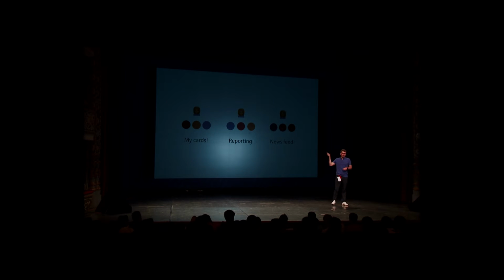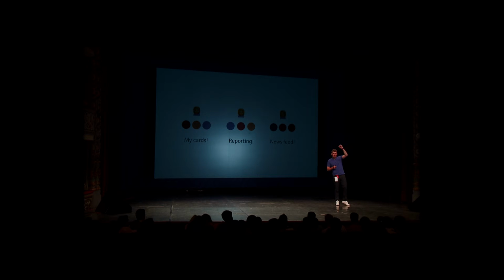So, we have these patterns, right? These are just 3 examples. One user says, I want my cards, another one was reporting, and the other one wants a Facebook newsfeed. So you could implement those 3 features, and those 3 users would be happy. But there is a problem.